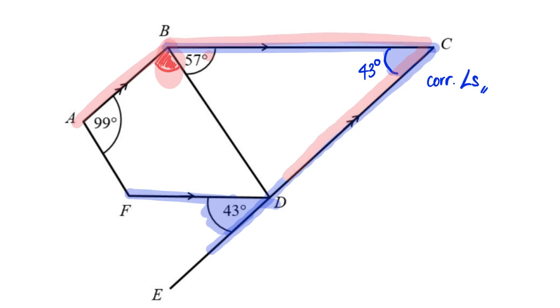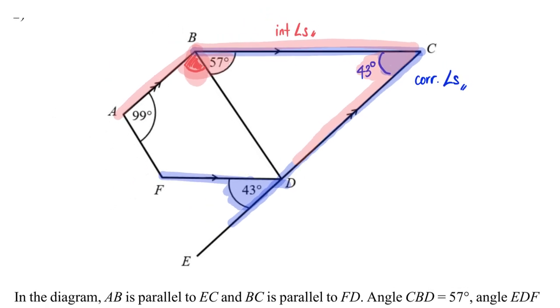because then I will have my interior angles which add up to 180 degrees. That means angle ABD, 57 and 43 add up to 180 degrees. Alright, so the last thing for us to do will then be to present our answers now.